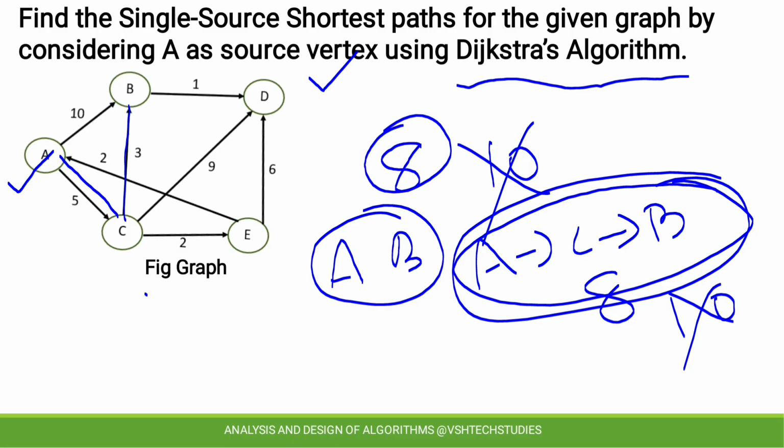So there are different algorithms. For positive weights, Dijkstra's algorithm can be used. If the weights are negative, we'll have to go for Bellman-Ford algorithm instead of Dijkstra's.